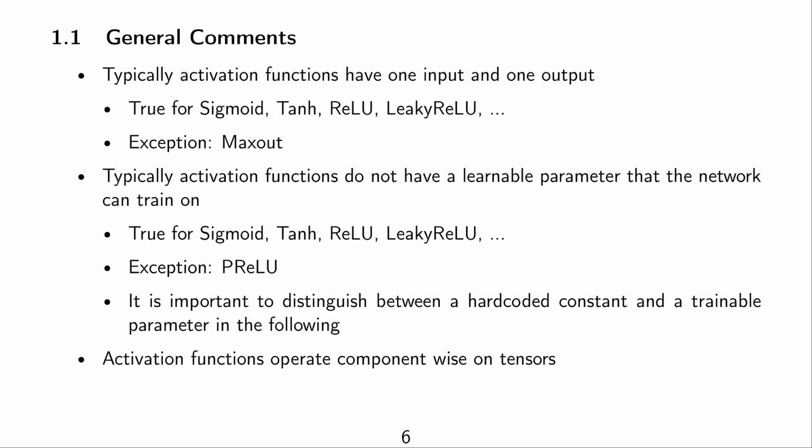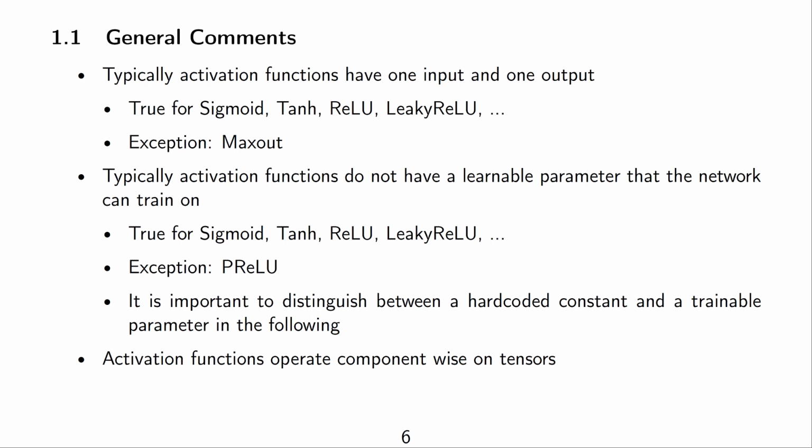And also typically activation functions do not have a learnable parameter that the network can train on. So these functions have no trainable parameter. Again, this is true for almost all activation functions, and there are exceptions such as the parametric ReLU function. And in the following, it is therefore important to distinguish between hard-coded constants that are just set but not trained, and a trainable parameter.